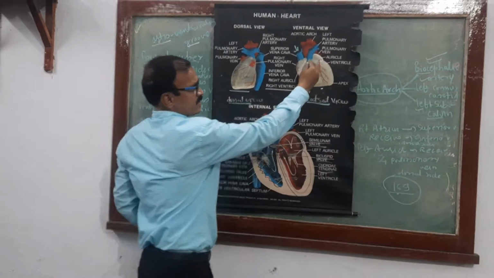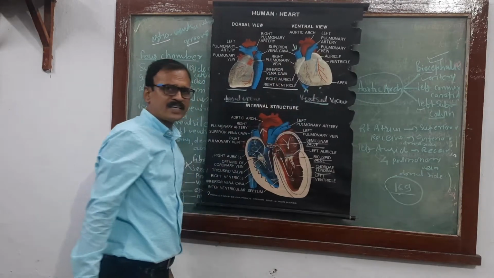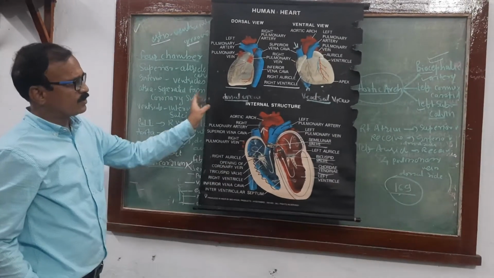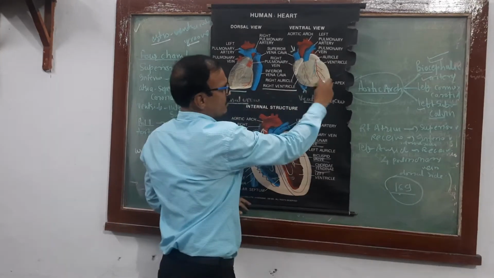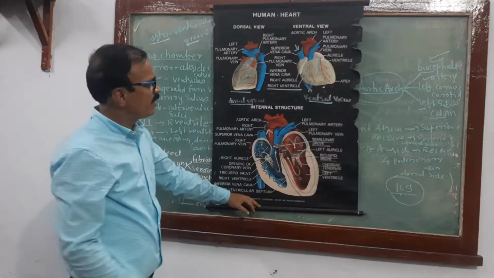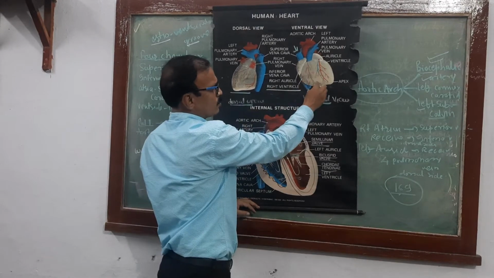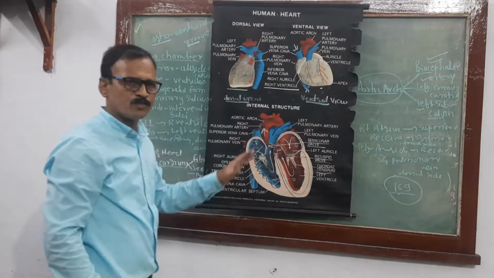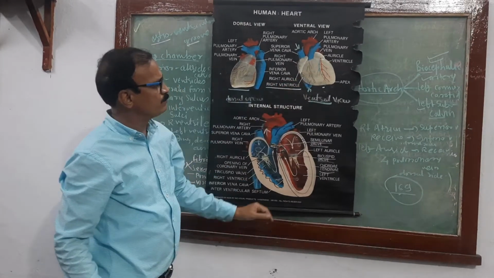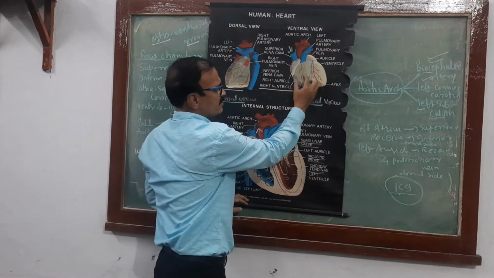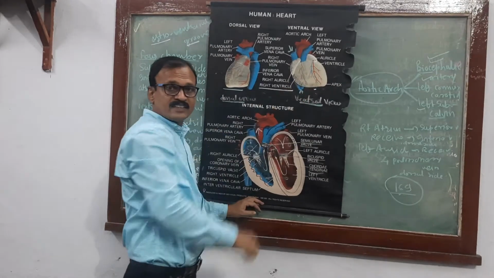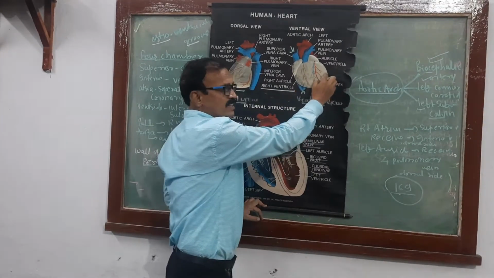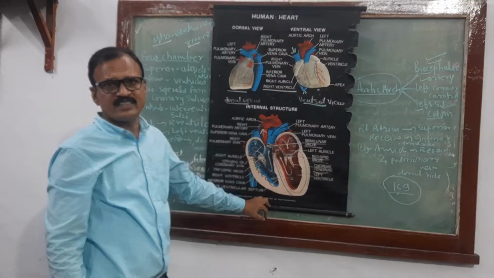Now, externally these two ventricles are also separated by a groove. That is called the interventricular groove, through which the coronary artery and coronary vein run. Now, what type of blood does the right ventricle distribute? That is impure blood, the deoxygenated blood. What type of blood does the left ventricle distribute? That is pure blood.